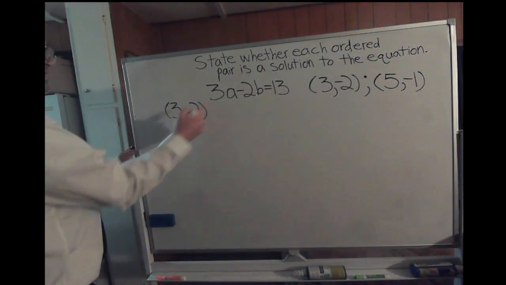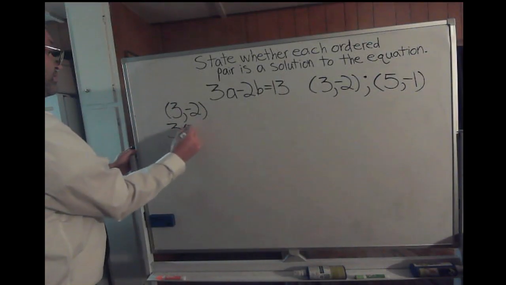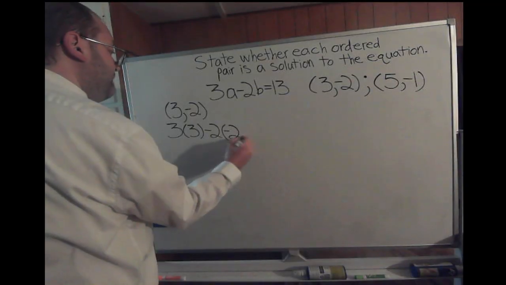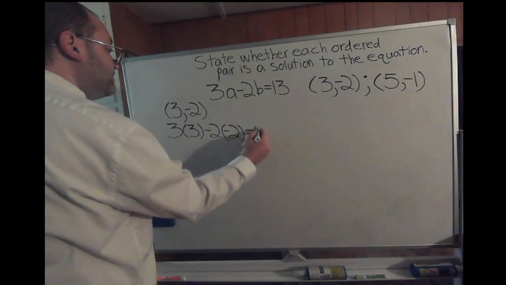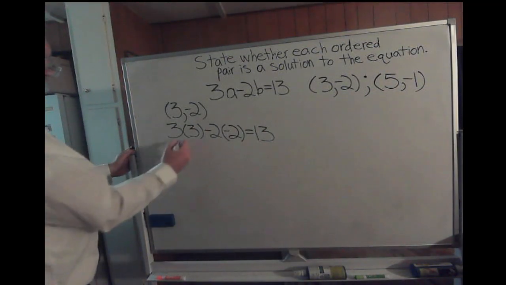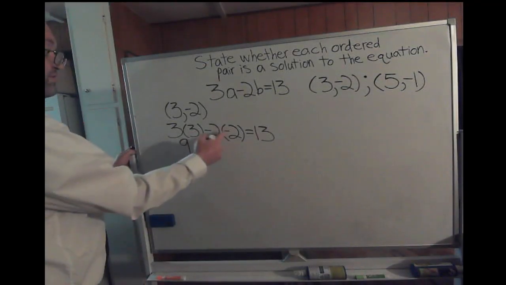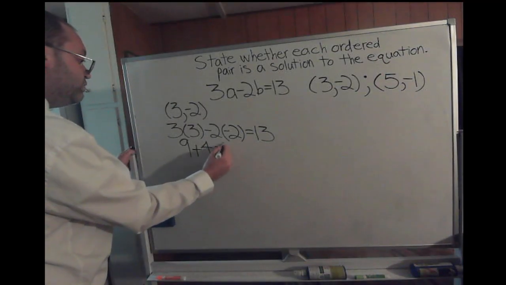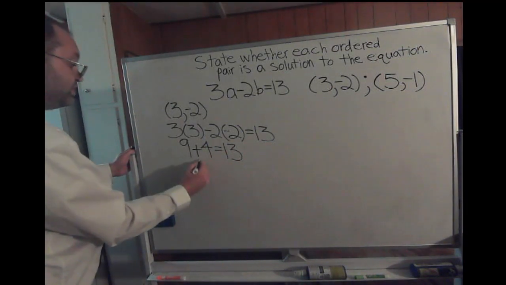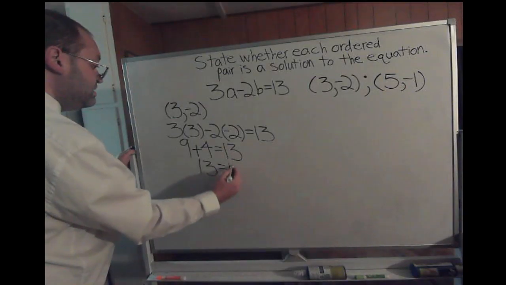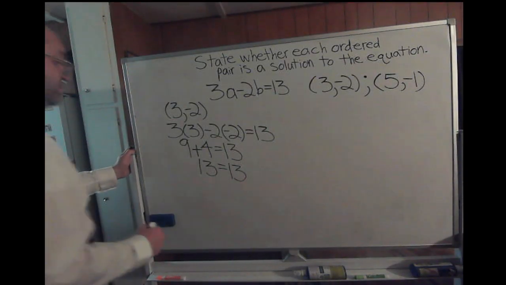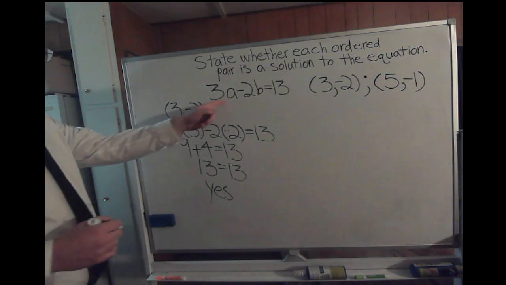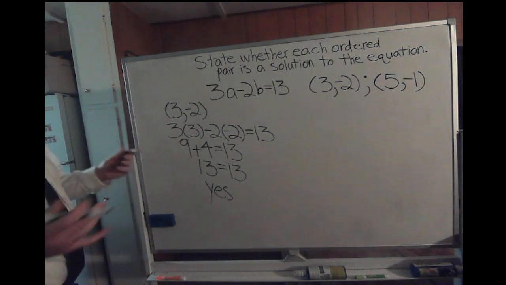Now you'll put your 3 in for a, so you'll take 3 times 3 minus 2 times that negative 2 for b, set that equal to 13. Well, 3 times 3, that's 9. Now negative 2 times negative 2 turns into positive 4, so you have 9 plus 4, set that equal to 13. 9 plus 4 does in fact equal 13. So we have a true statement, 13 equals 13, so yes, 3, negative 2 is a solution to this equation and therefore lies on the line.